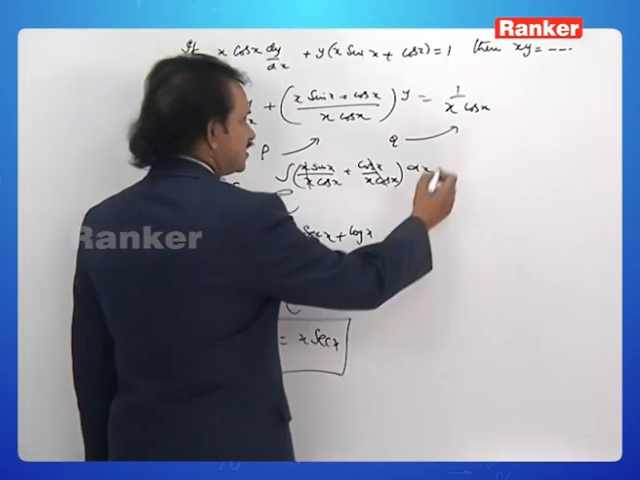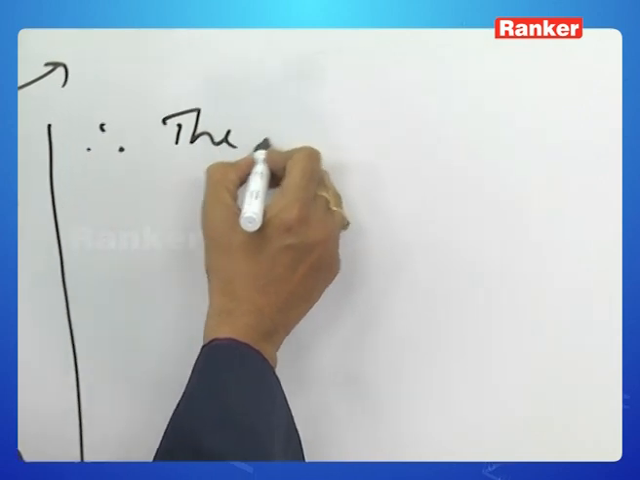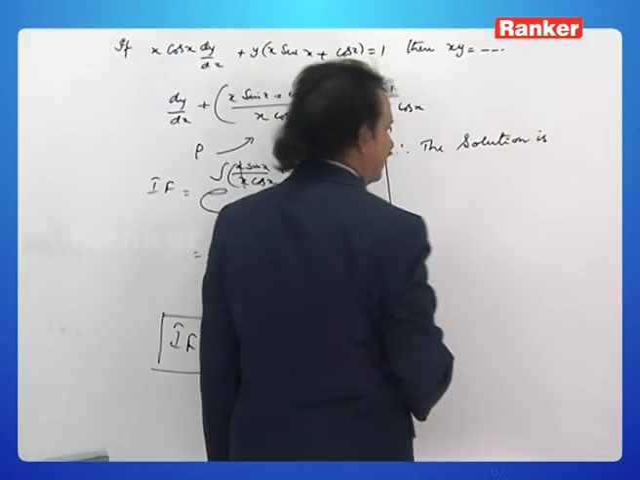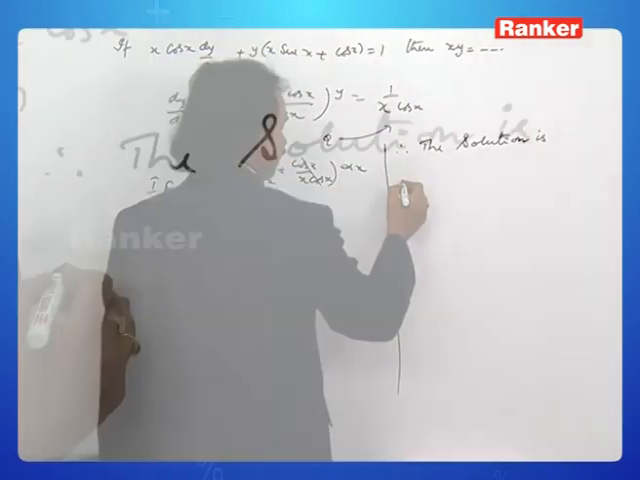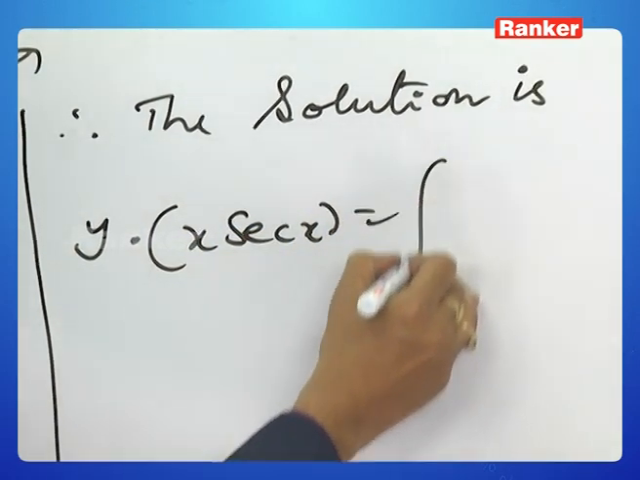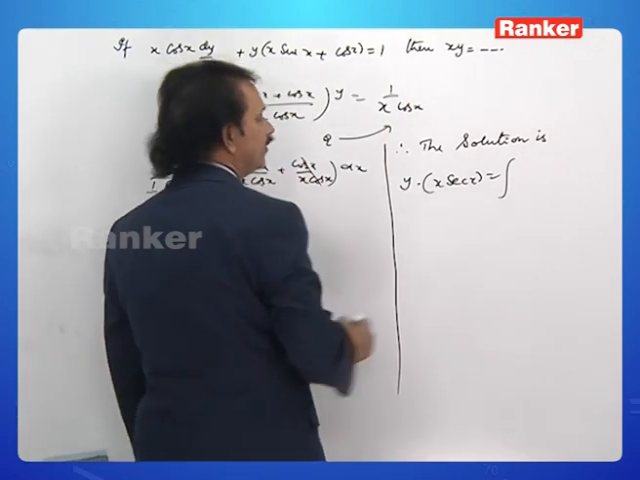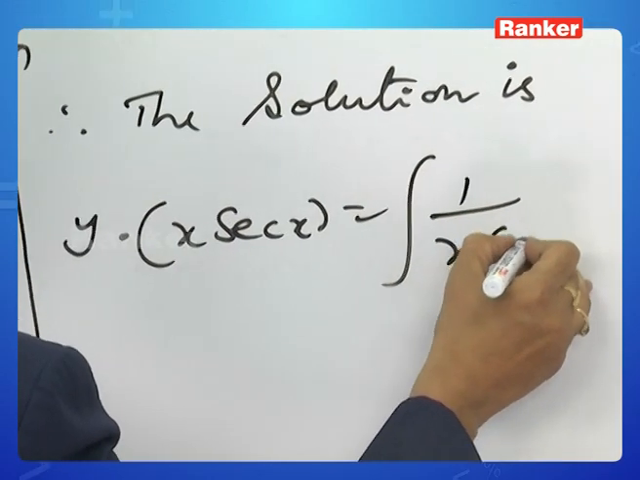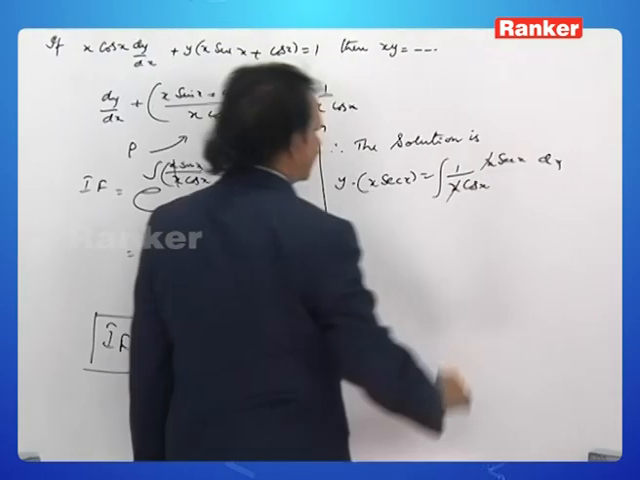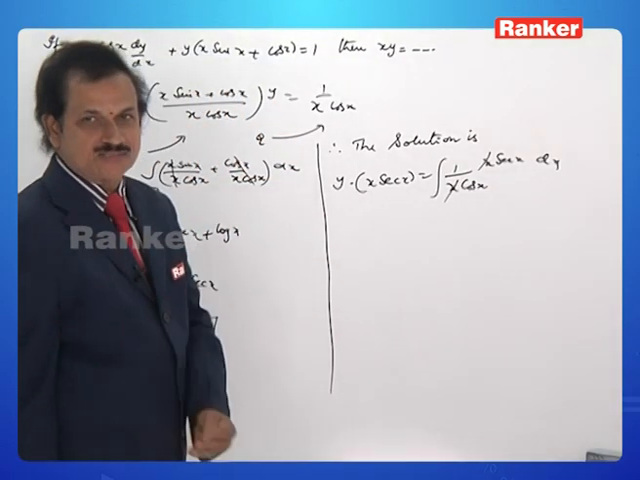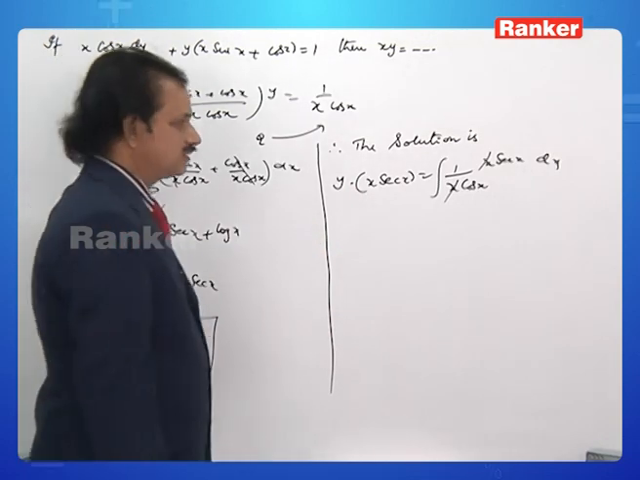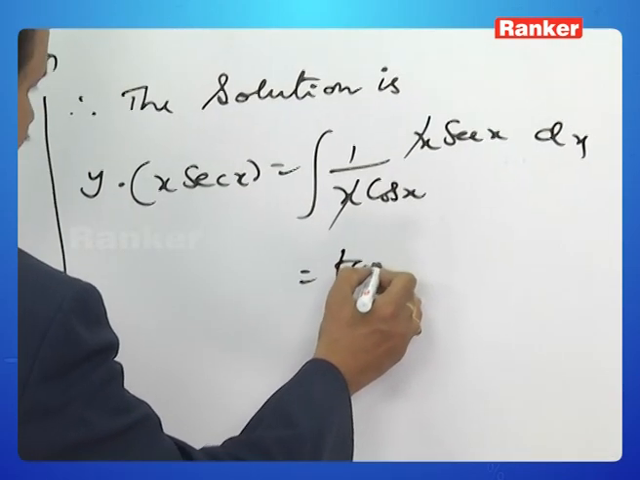Okay. What is the solution? Therefore, the solution is y into integrating factor x secant x is equal to integral of Q into IF. What is Q? 1 by x cos x into x secant x dx. x and x will go away. Secant x by cos x. What is 1 by cos x? Secant x. Secant x into secant x, secant square x. Secant square x means integral is tan x plus c.